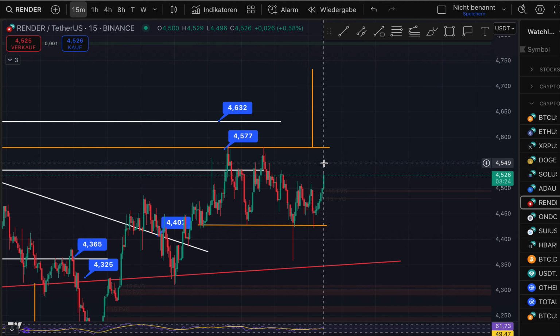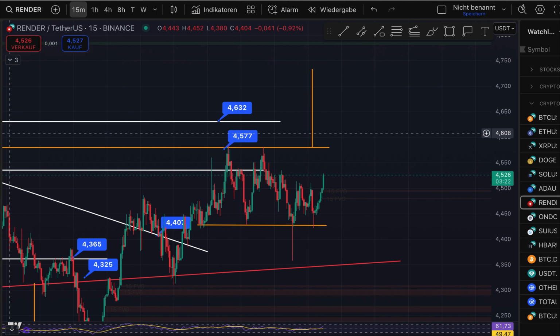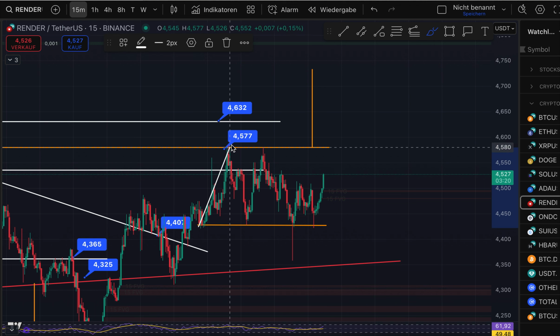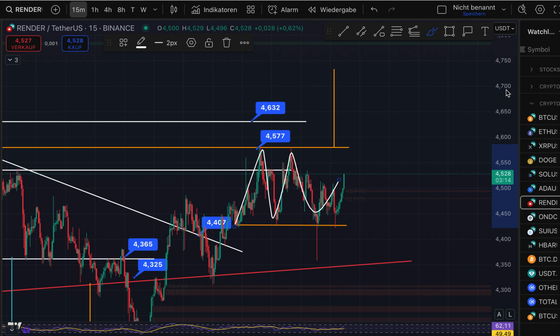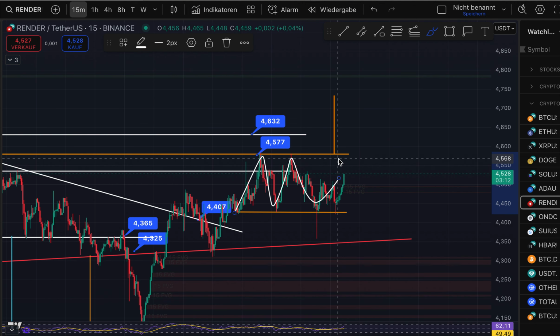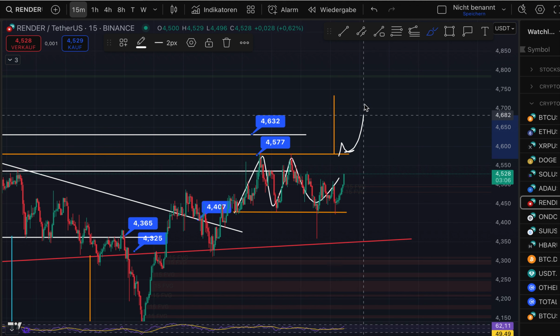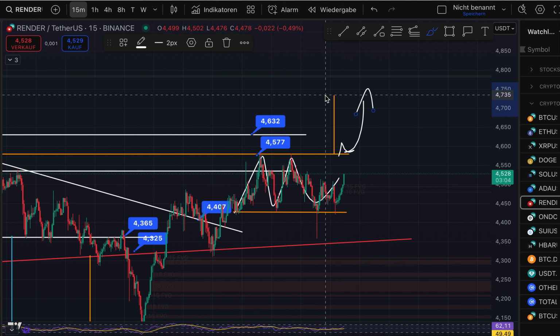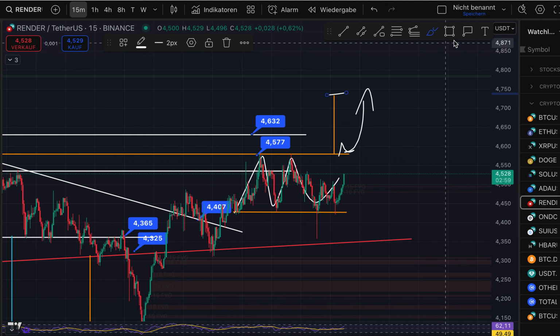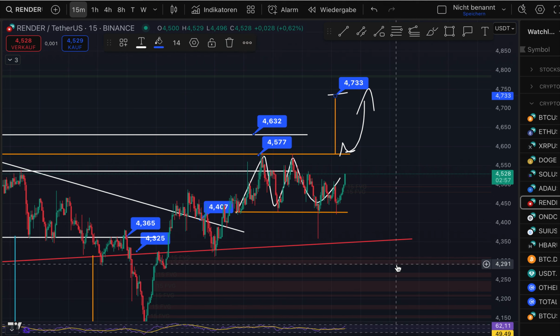So what do I see now? I see a rectangle, and if we break the $4.57 to the upside, then Render is going to get long, but I want to see a nice breakout here with a nice retest. I'm going into the retest, and then we can push up to $4.73. That's the target of that rectangle.